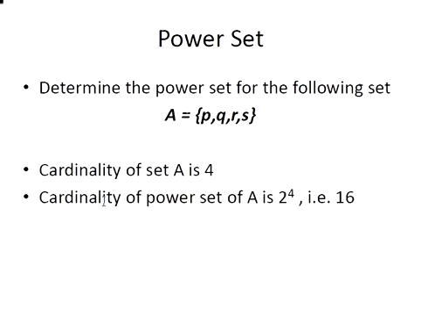So, important point to start off with, the cardinality of set A is 4. That is to say, there are 4 elements in set A. So the cardinality of the power set of A is going to be 2 to the power 4, i.e. 16.